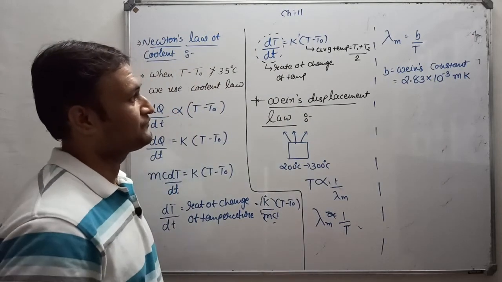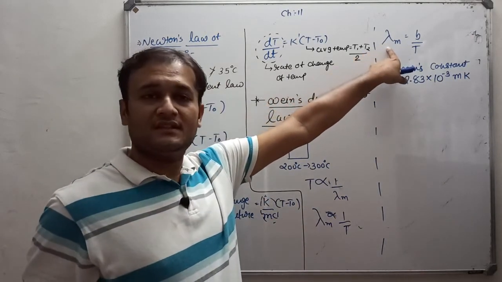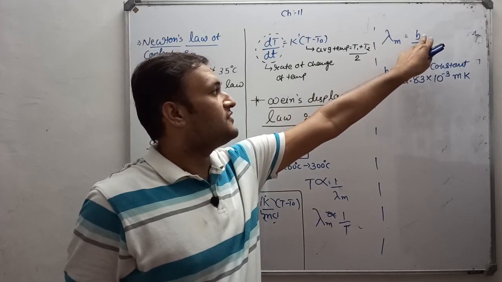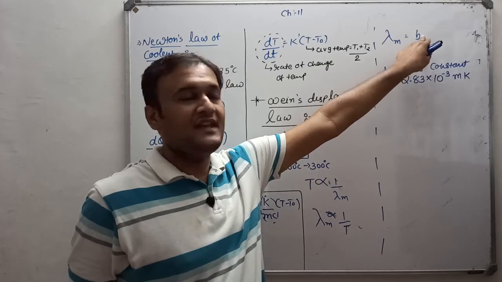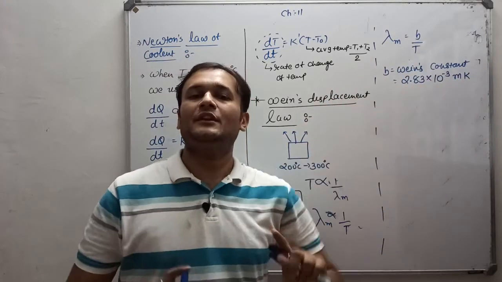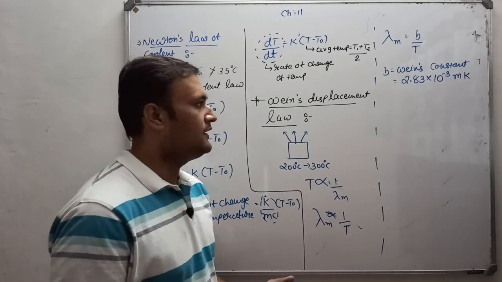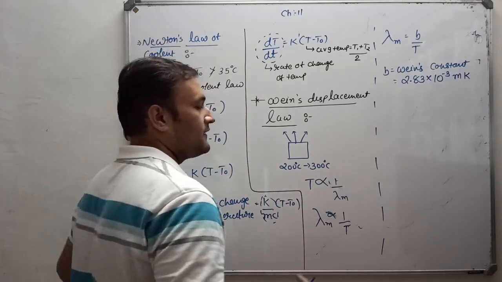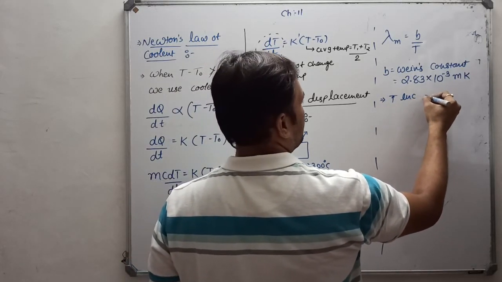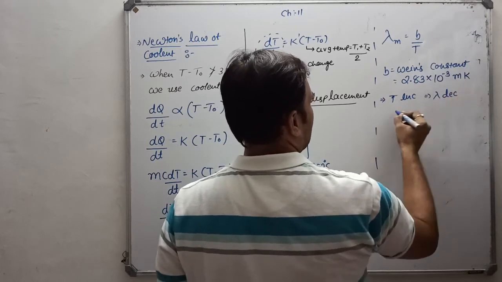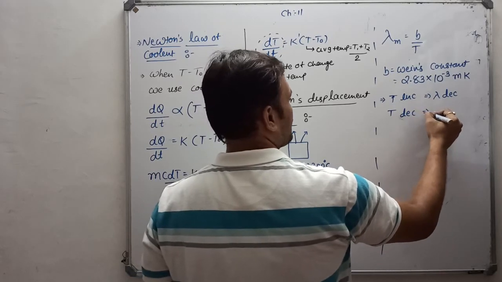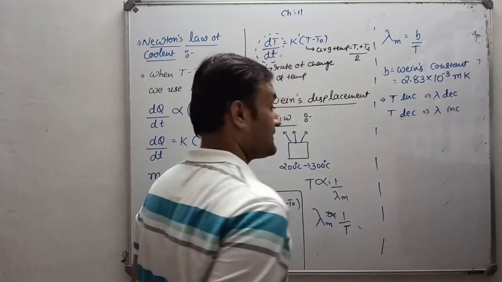Okay, what is the unit of wavelength? It is meter. We decide the unit of B: T multiplied with lambda, so meter into Kelvin, not milli into Kelvin. Please be aware. So we can say when temperature increases, lambda decreases, and when temperature decreases, lambda increases.